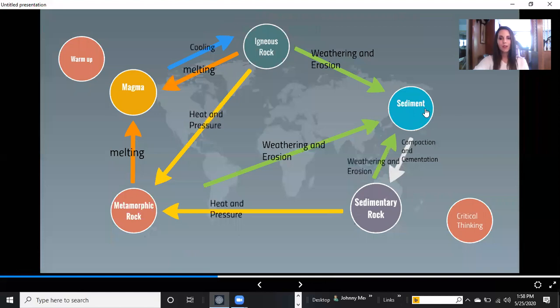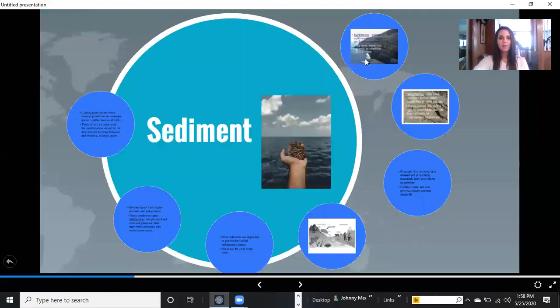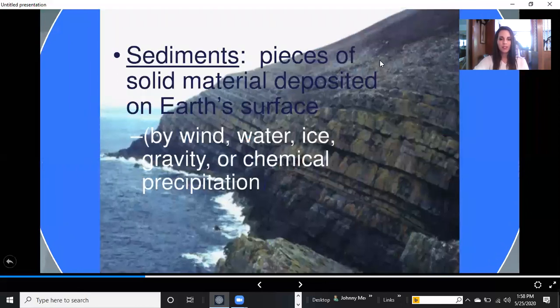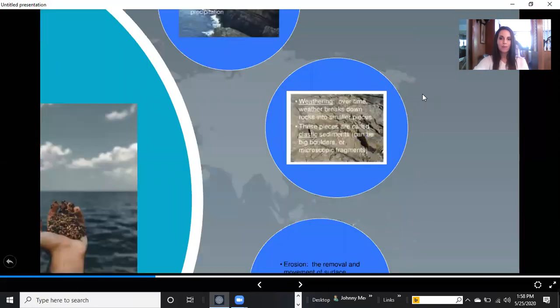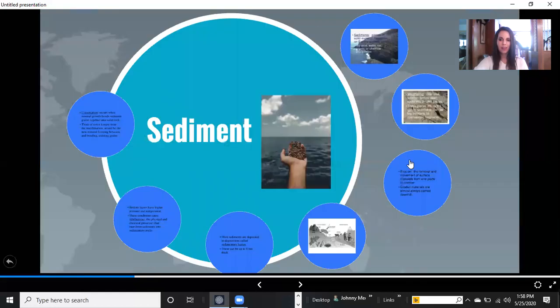Okay, so let's talk about sediment for a minute. So what is sediment? All right, so sediments are pieces of solid material deposited on Earth's surface by wind or water or ice or gravity or chemical precipitation. Over time, they break down into smaller pieces, and these pieces are called clastic sediments. They can be big boulders or microscopic fragments.